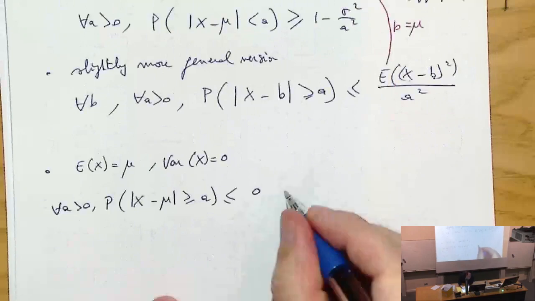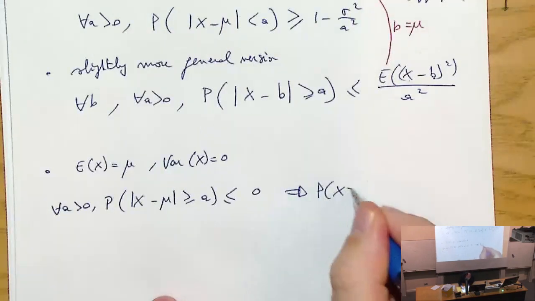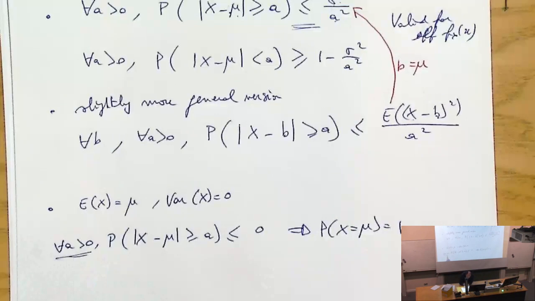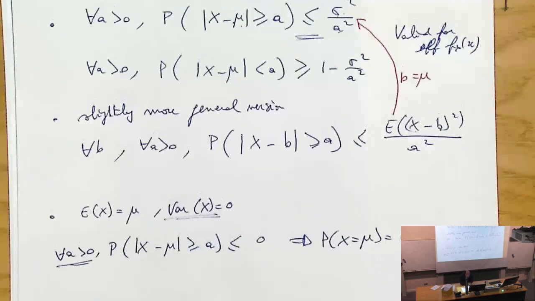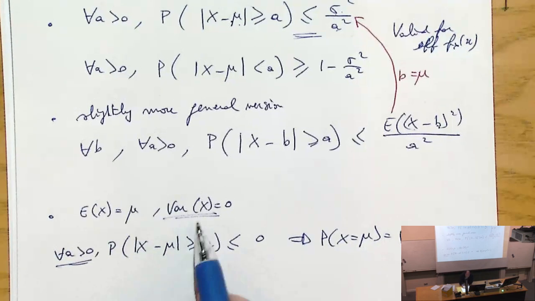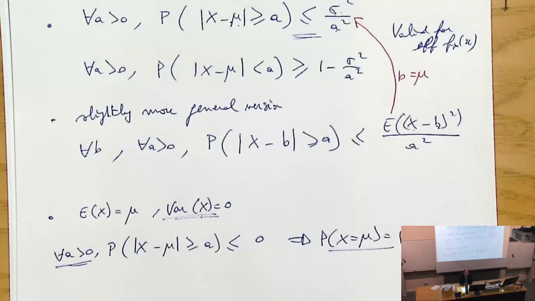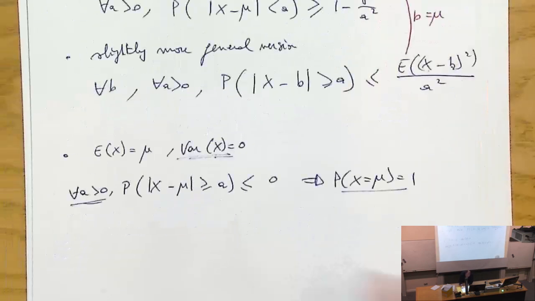So what that means, in other words, is that the probability of having x equal to mu is equal to 1, because that holds for all a. So this means that if the variance is equal to 0, whatever the probability density function, it means actually you don't have really random variables anymore. You say that actually x will be equal to mu with probability 1, right? I'm not sure it's very interesting in practice, but this is essentially what you get if you take the variance equal to 0.